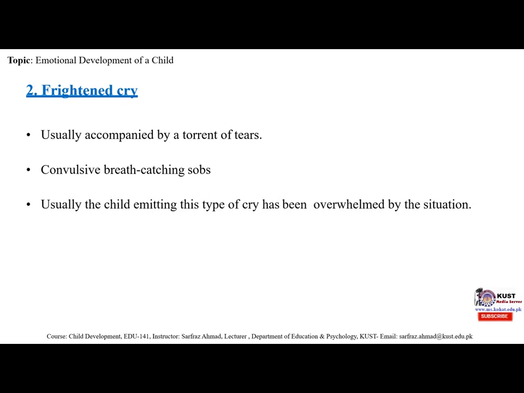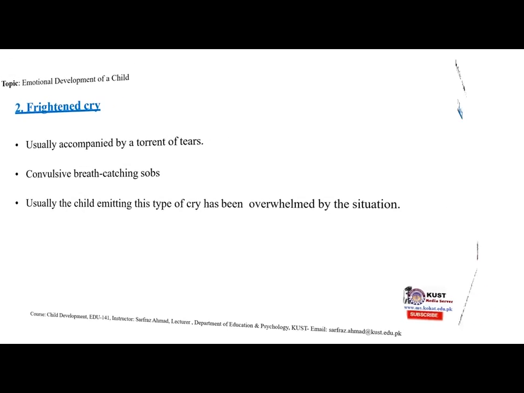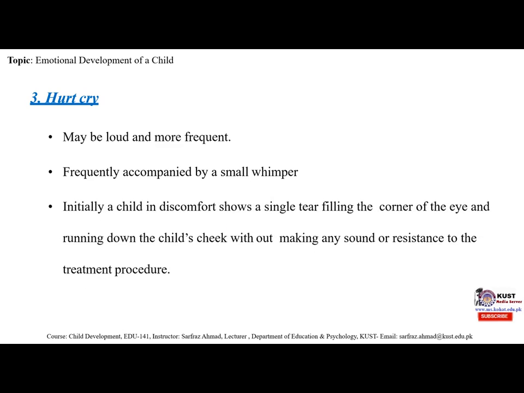The second type is the frightened cry, and this is usually accompanied by a torrent of tears and then convulsive breath-catching sobs, and usually the child emitting this type of cry has been overwhelmed by the situation. And then there is the hurt cry, which may be loud and more frequently accompanied by a small whimper. Initially, a child in discomfort shows a single tear filling the corner of the eye and running down the child's cheek without making any sound or resistance to the treatment procedure.